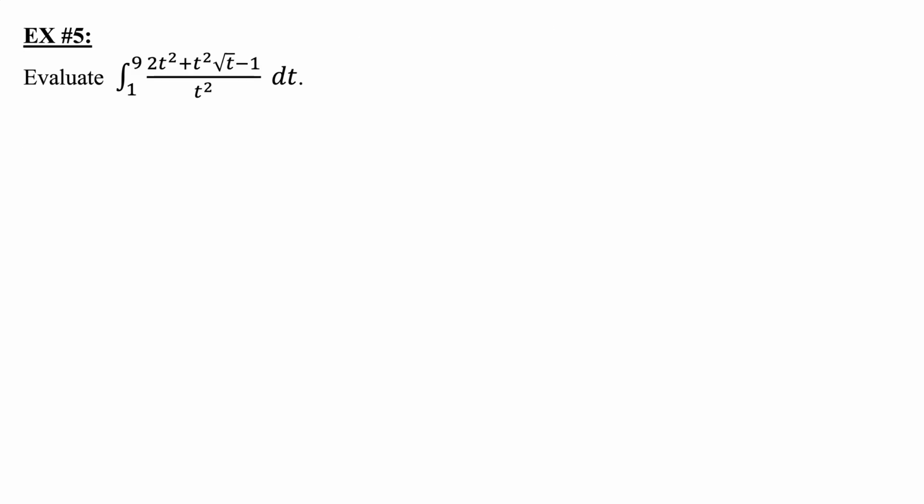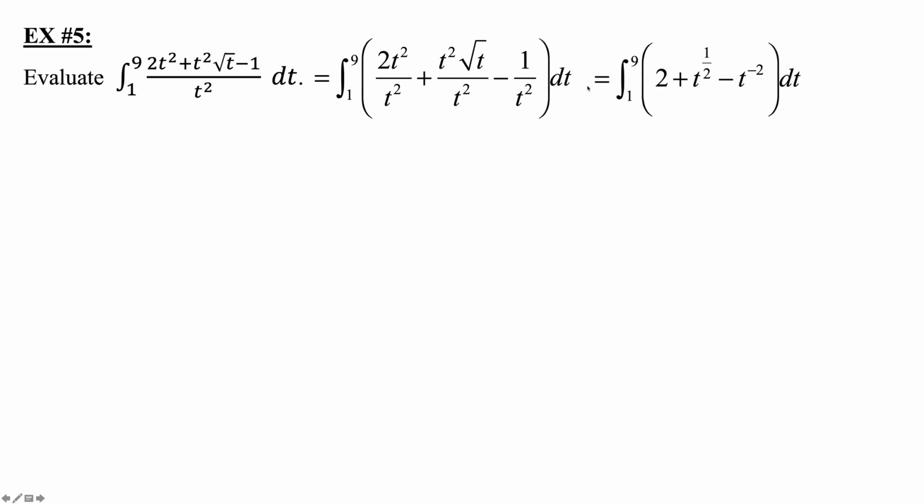Example 5, evaluate from 1 to 9 our integral of 2t squared plus t squared times the square root of t. We're going to have to separate this up, put t squared underneath each one. Then the next thing I'm going to do is change this square root of t to the 1/2, so I can add those two together, or we can cancel these right now and call it t to the 1/2. So 2 plus t to the 1/2 minus t to the negative 2 power.